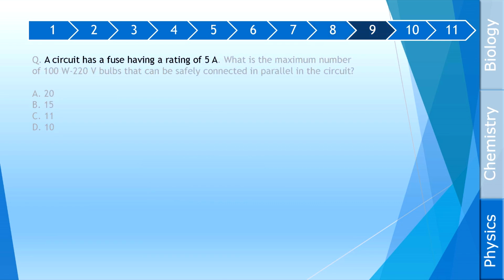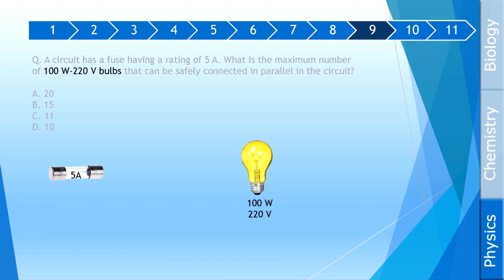The anti-penultimate question is about electricity. This is a standard type of CDS question. They have given a fuse which allows up to 5 amps of current through it. Also, the rating of a bulb is provided as 100 watts and 220 volts. Using the formula, we can find the current requirement of this bulb. Simply substituting the values gives us current to be 5 over 11 amps.